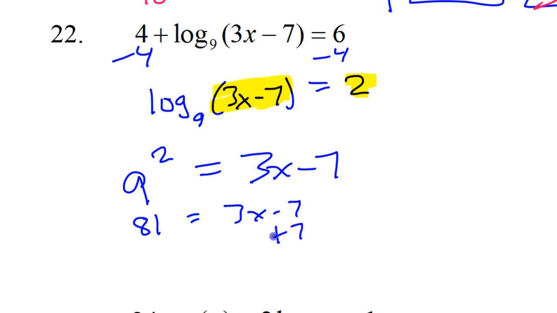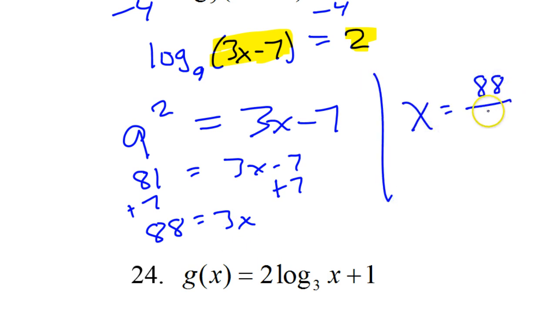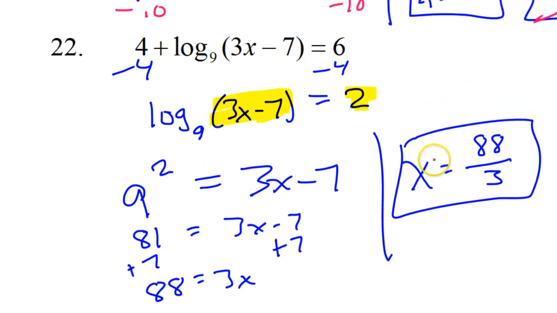So this is back to straight algebra. Add 7 to both sides. So that's going to be 88 is equal to 3x. Divide both sides by 3. So x is equal to 88 over 3. Alright, any questions on number 22?